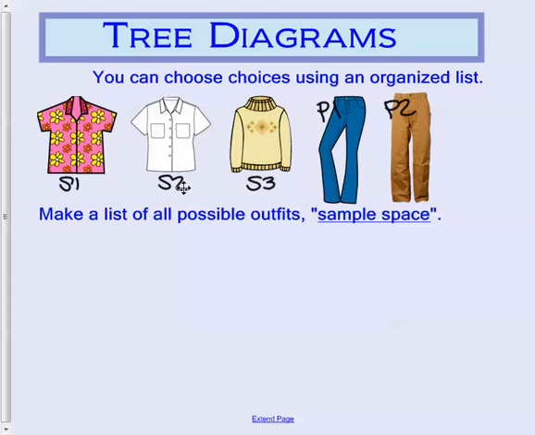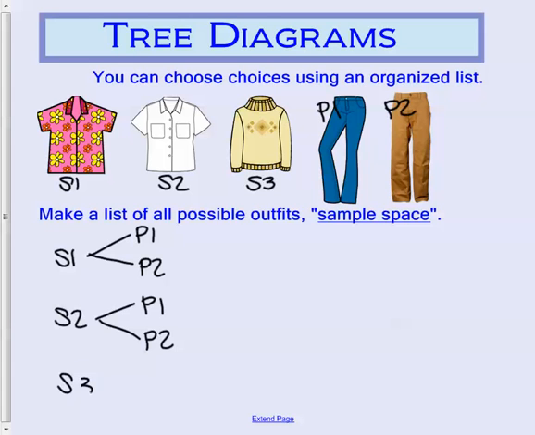So the way that we would make an outfit is with shirt 1, we could wear either of these pairs of pants. We could wear pant 1 or pant 2. With shirt 2, we could make, again, the same combination with pant 1 and pant 2. Same with shirt 3. There's only 2 options of pants, pant 1 and pant 2.